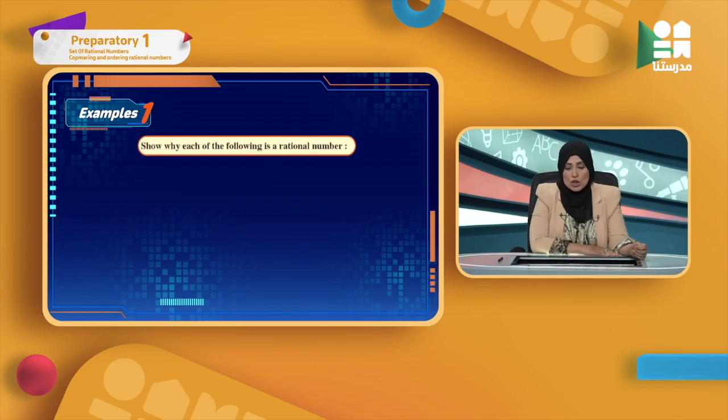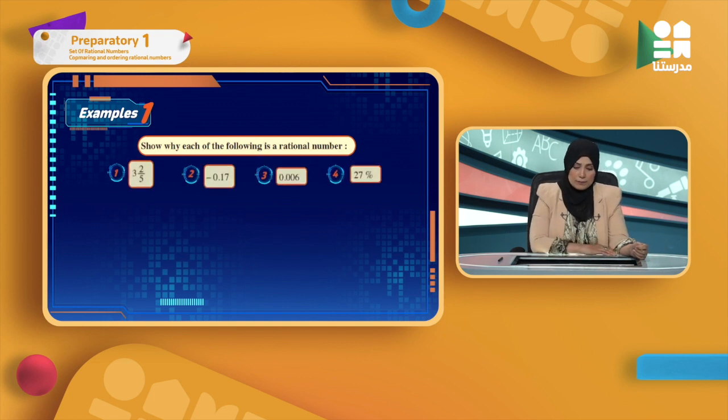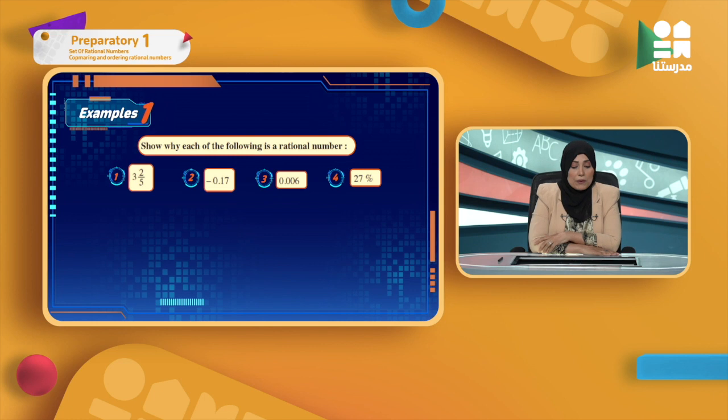Example 1. Show why each of the following is a rational number. The first example is 3 and 2 over 5. We can rename it as 5 times 3, then add 2. So 5 times 3 is 15, plus 2 is 17, and we write the denominator as it is, which is 17 over 5.